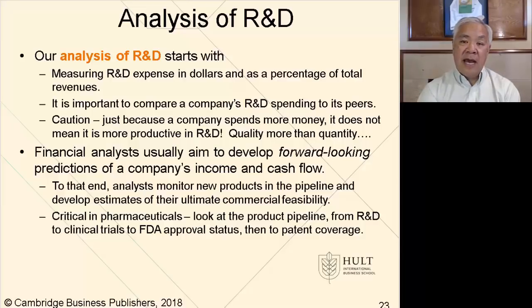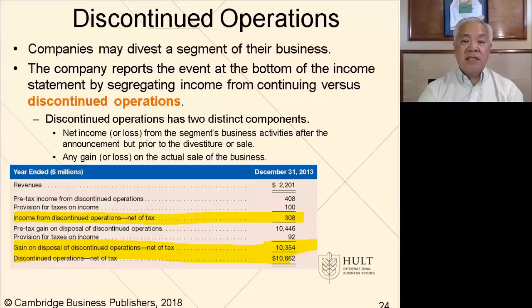And then ultimately, once they have it, we could say how long, if any, do we have patent protection, so no one can reverse engineer our pharmaceutical and make it for just the cost of the ingredients. This is how analysts look at it, not only the dollar amount or the percent of sales, but the quality of their pipeline. Discontinued operations, as the name sounds, sometimes we may have many businesses.